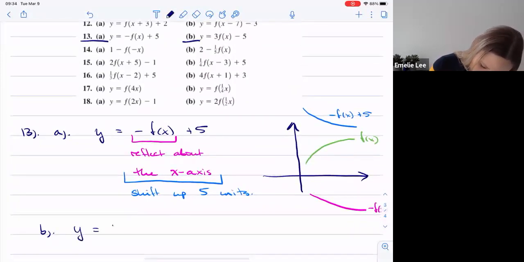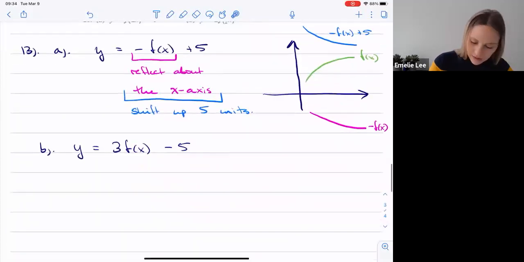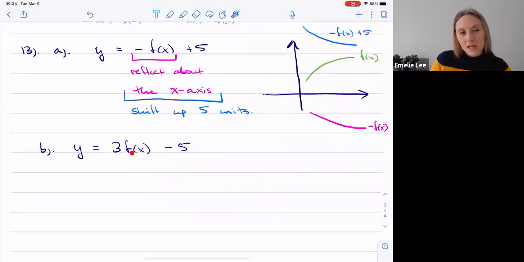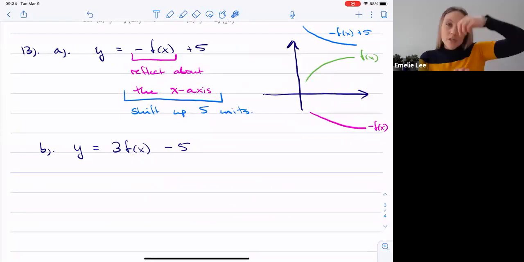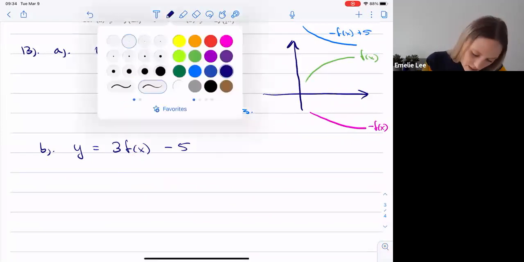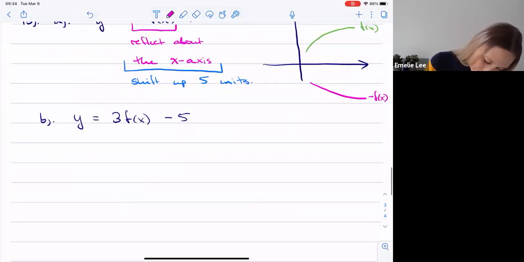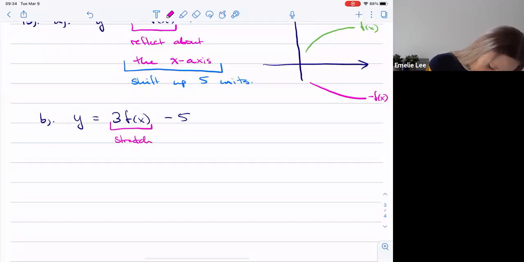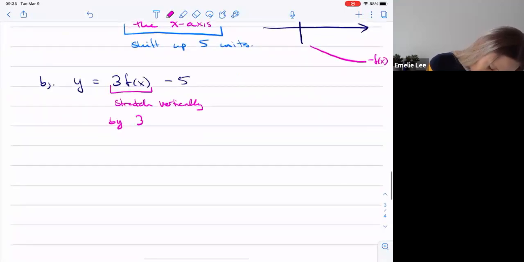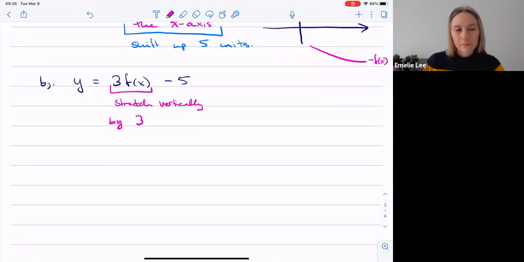So y equals 3 times f of x minus 5. Again, there's nothing happening inside f of x, nothing's happening on the x, but we are multiplying by 3. So that means we have to stretch vertically by 3. Okay.